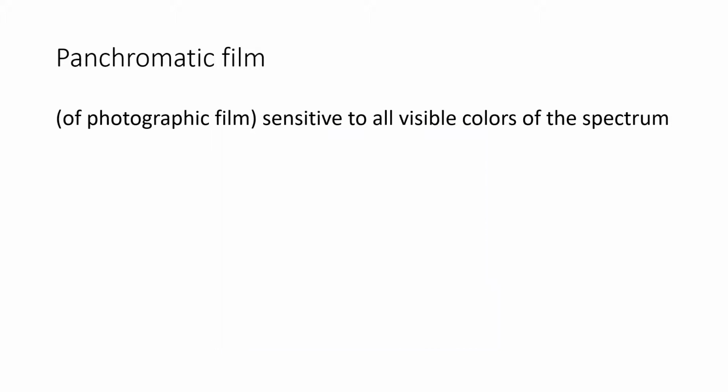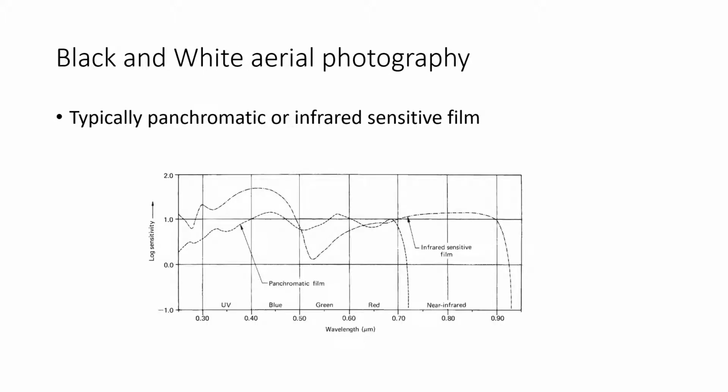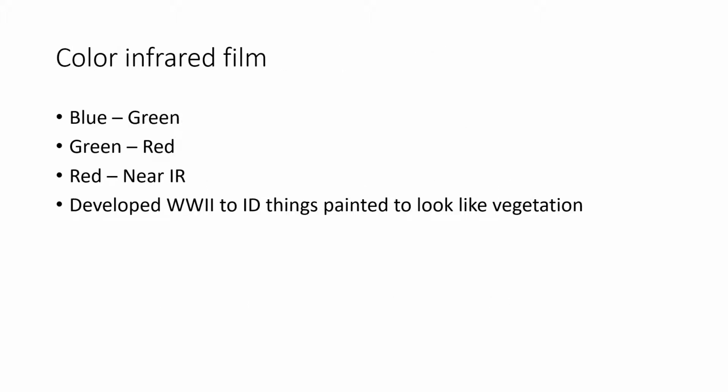Panchromatic film is sensitive to all visible light. Black and white aerial photography uses typical panchromatic or infrared sensitive film. What is the difference? If you look at the infrared film, it goes out further. It collects into the infrared, whereas the panchromatic stops just past red. Color infrared film: blue becomes green, green becomes red, red becomes near infrared. It was used in World War II because things that looked like vegetation but weren't vegetation stuck out like a sore thumb with this particular kind of film.